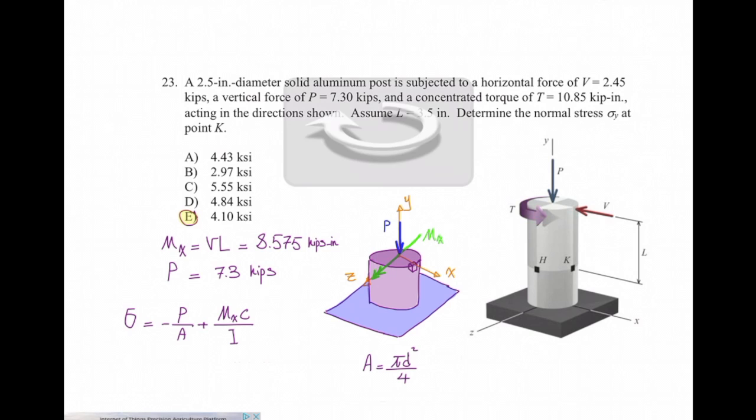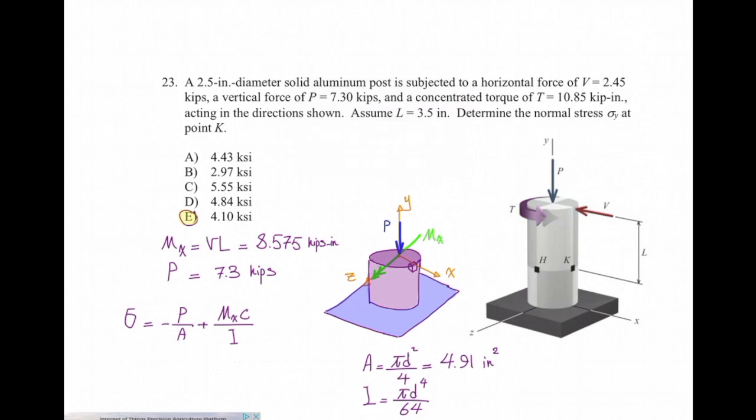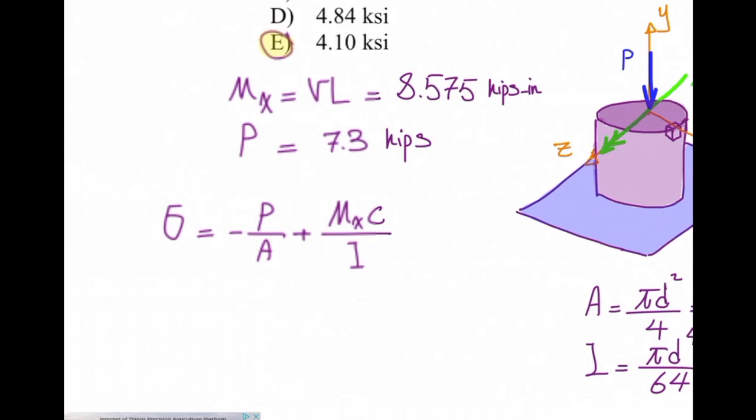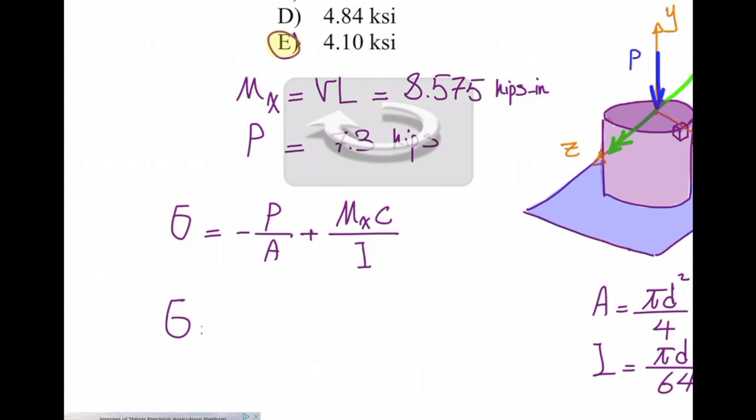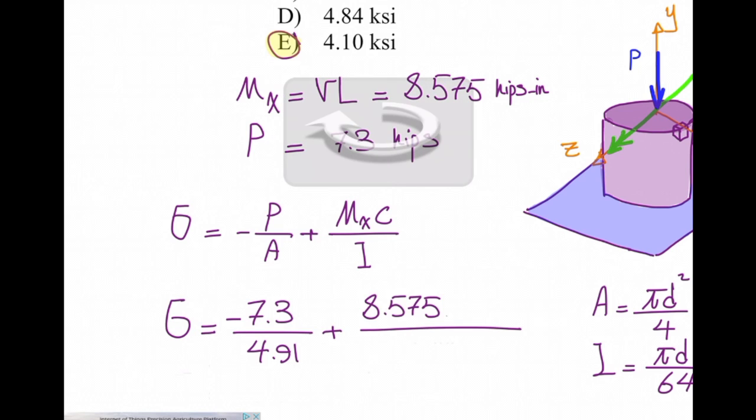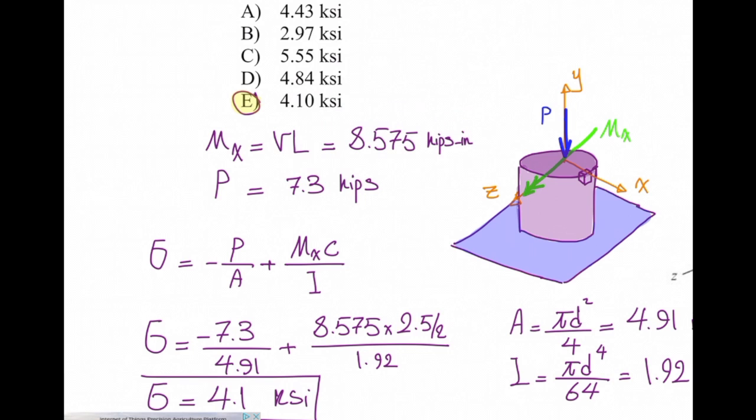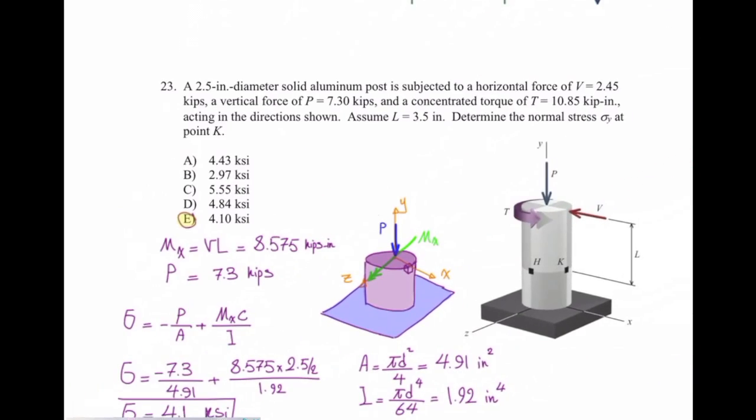Okay, how much is area? Pi diameter squared over 4. How much is the moment of inertia? Pi diameter to the 4th divided by 64. And I will get these two numbers, plug them back into this equation, knowing the P and M. How much is C for this problem? Half of diameter. So once I plug the values, I will get 4.1, which is 8.